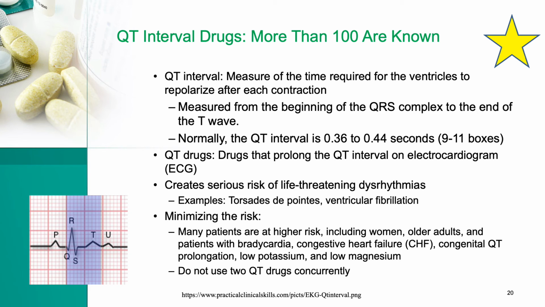Weigh the risks of adding a QT prolonging med when the baseline QT is above 450 milliseconds, or especially above 470 milliseconds for men or 480 milliseconds for women. Stop QT prolonging meds if the QT rises above 500. These patients are at the highest risk of death when taking QT prolonging meds.